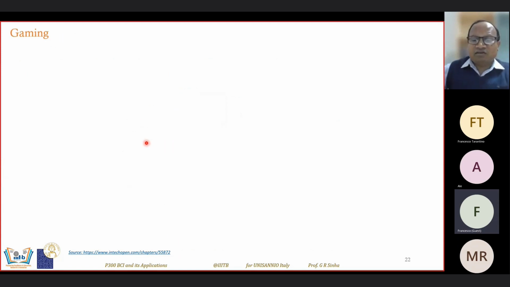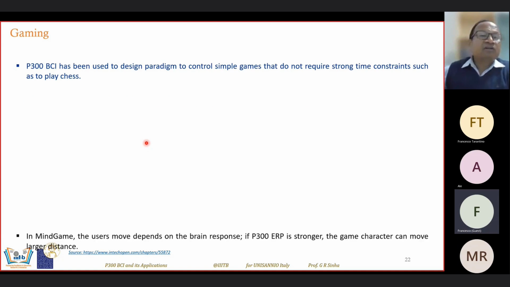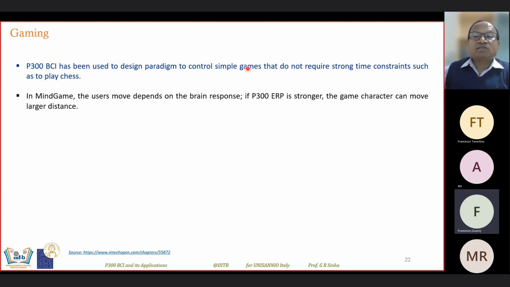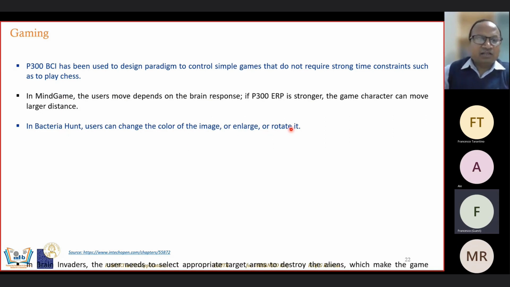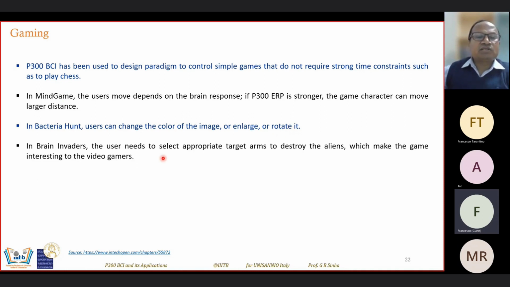Gaming is another area where there is an interesting application of P300, where simple games that do not require strong time constraints, such as playing chess and all that. Simple games can be played by a person. In mind game, the user's move depends on brain response. If the P300 ERP is stronger, the game character can move a longer distance. In bacteria hunt, you might have heard about these games, mind game, bacteria hunt, users can change the color of the image or enlarge or rotate it. And there are some more, brain invaders. The user needs to select appropriate targets to destroy the aliens, which makes the game interesting to video gamers.